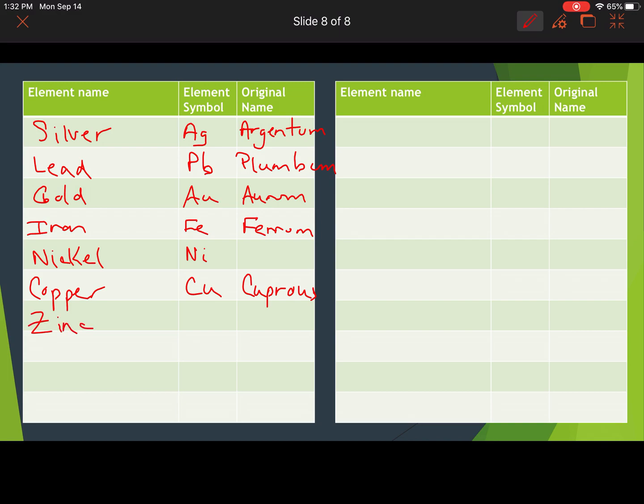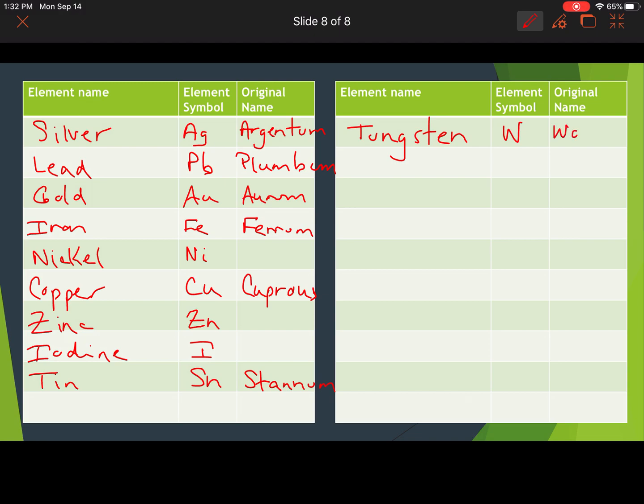Zinc is next. So we've got Zn as our symbol. Iodine is next, capital I. Tin is Sn, and it used to be called stannum. And then this one's also one of my favorites. This one's called tungsten, but it's got the symbol W because it used to be called wolfram. I like that name, wolfram.